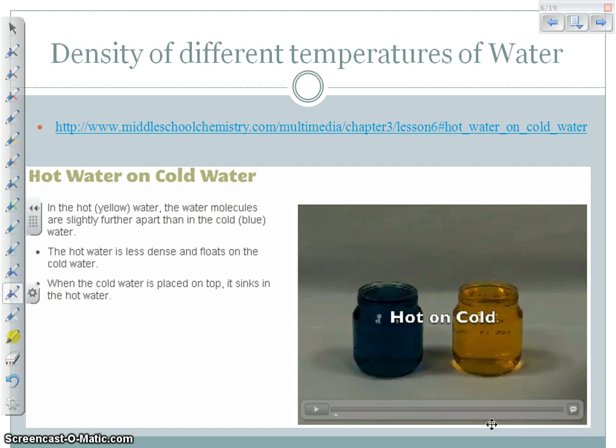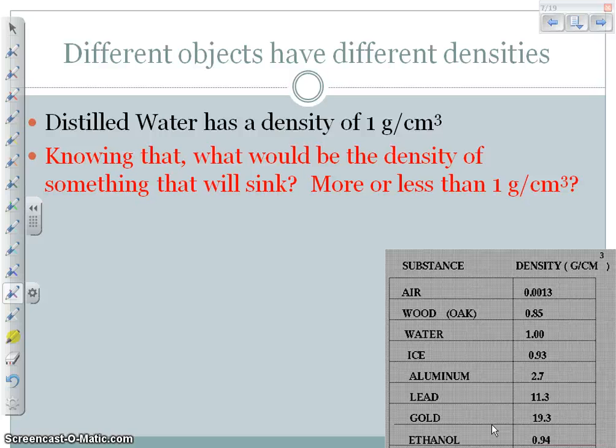And once we get further into class, we'll watch some videos and do some demos about comparing hot versus cold liquids to see if densities change at different temperatures. So we'll look at that a little bit more in class. But we know that all different objects have different densities. Our baseline for density, in this class, is going to be distilled water, and it has a density of 1 gram per centimeter cubed.